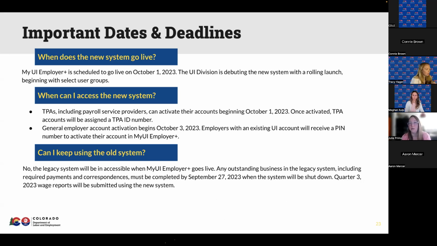We are going to have some of the project team staff in the office on October 2nd, but we will not have our phone queues open. So it just gives us an extra day to prep and be ready for all of our employers to jump into the system. When can I access the system?